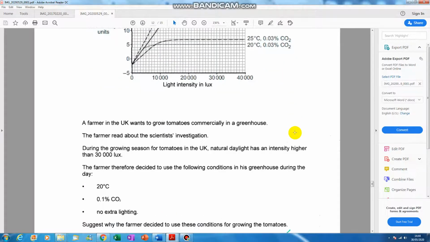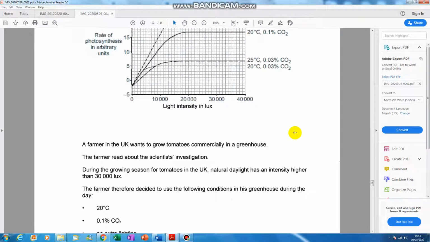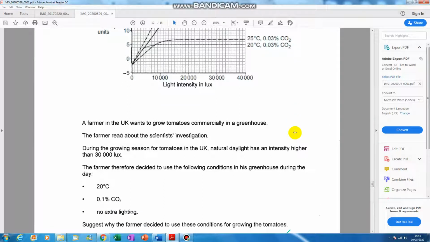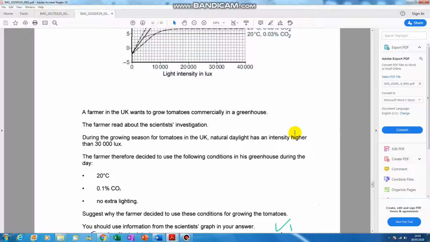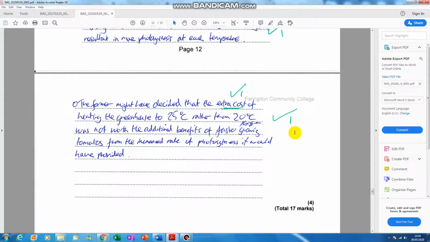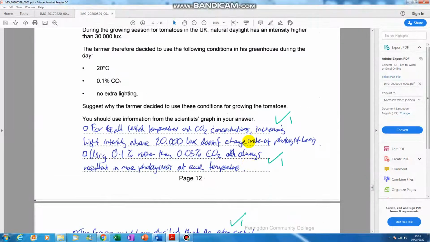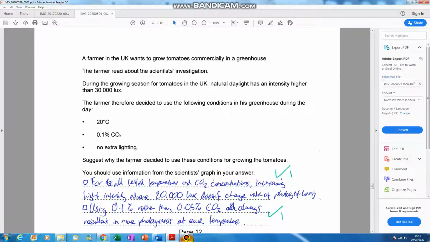So a farmer in the UK wants to grow tomatoes commercially in a greenhouse. The farmer read about the scientists' investigation. During the growing season for tomatoes in the UK, natural daylight has an intensity higher than 30,000 lux. The farmer decided therefore to use the following conditions in his greenhouse: 20 degrees, 0.1% concentration of CO2 and no extra lighting. And we have to suggest why he has chosen these three things and not anything else. You can see that it's a 4-mark question, so we're looking to say 4 things.